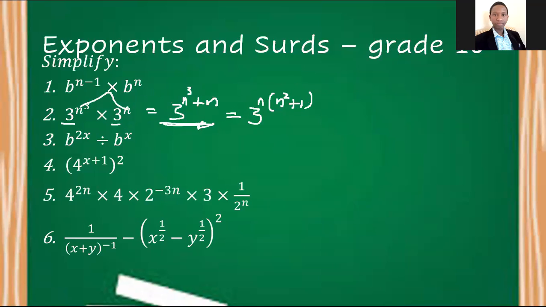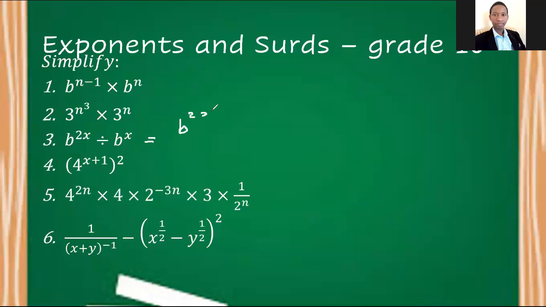All right, let me do the third one. Then I wrap this video. Here, you've got b to the exponent of 2x all over b to the x. This becomes b to the exponent of 2x minus x. This is b to the x. Simple, straightforward. Okay, let me pause here. I'll wrap up in the next video.